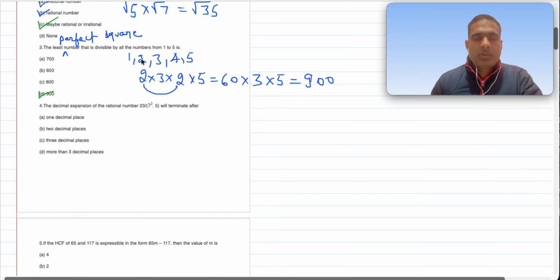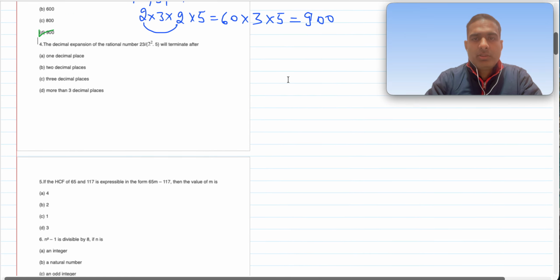So first of all, what we did, we found out the LCM of 1, 2, 3, 4, 5 and we got 60. But the question was asking for the perfect square and 60 was not a perfect square. So we saw the factorization of 60 contains one pair of 2, one single 3, one single 5. But to make it a perfect square, 3 should have been in pair. So I multiplied by one more 3. 5 should have been in pair. So I multiplied by one more 5. So it will be 900.